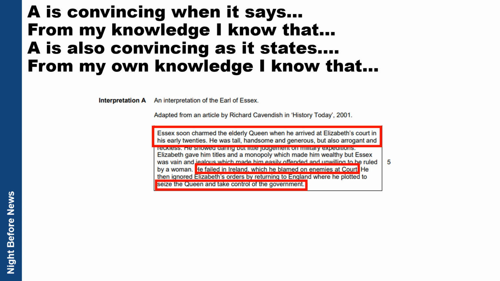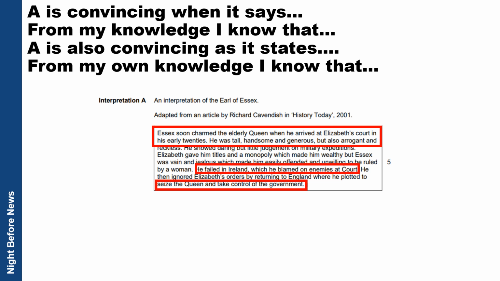He was tall, handsome, generous and arrogant. Now we know that Elizabeth did favour him. He did flatter the Queen. So from your own knowledge, that could be a point that you write about. Another point there, he failed in Ireland, which he blamed on enemies at court. We know that he did have issues in Ireland, so I might bring in some of my own knowledge and write about that. He tried to seize the Queen and take control of government. We know that Essex did have a rebellion, and I could talk about that.